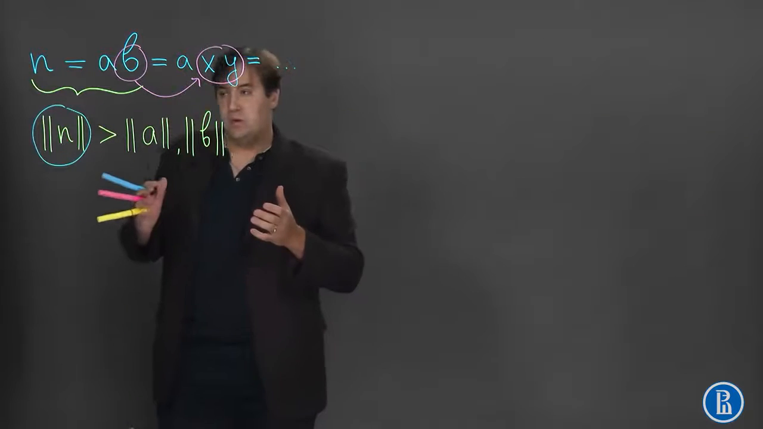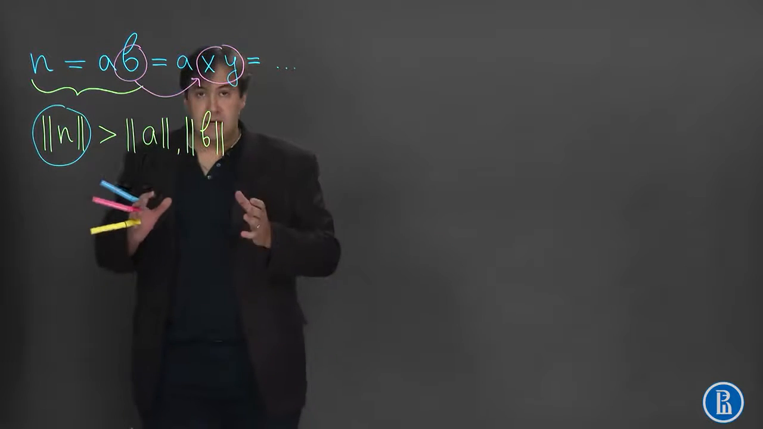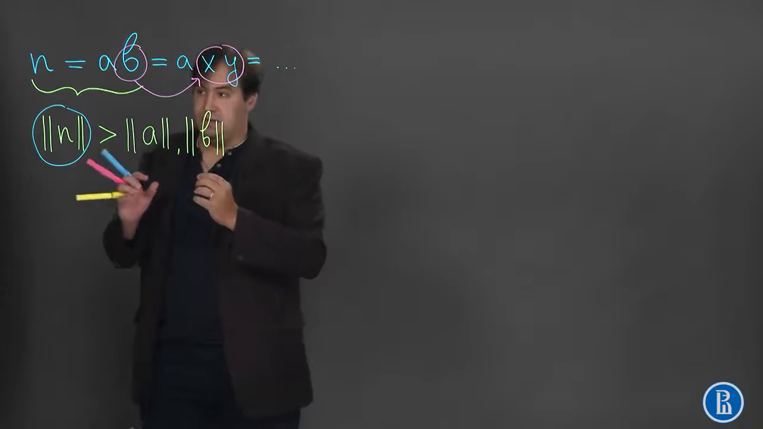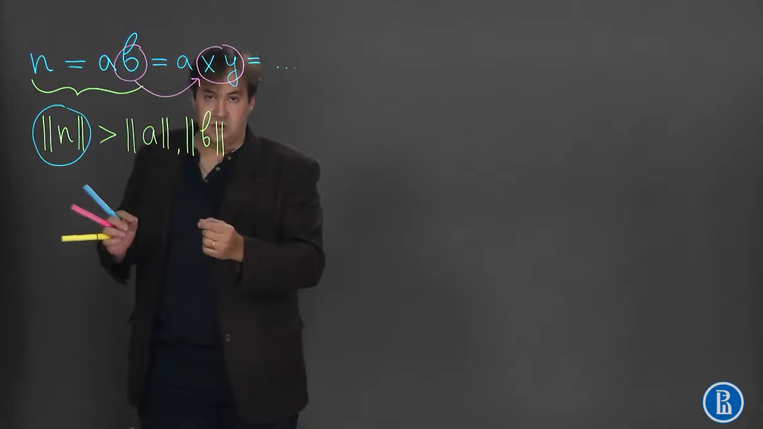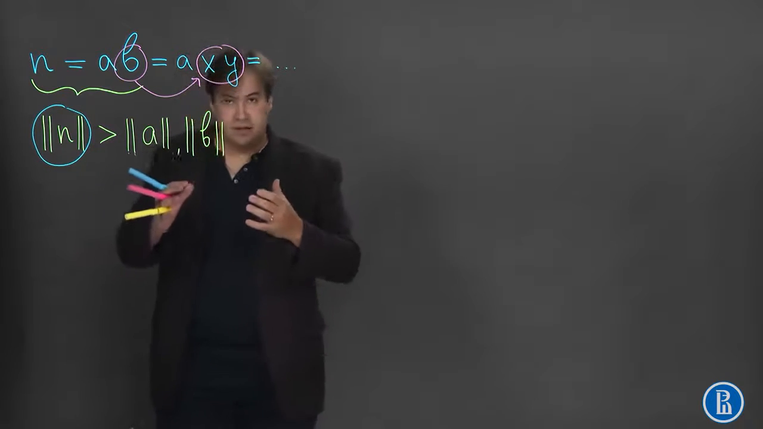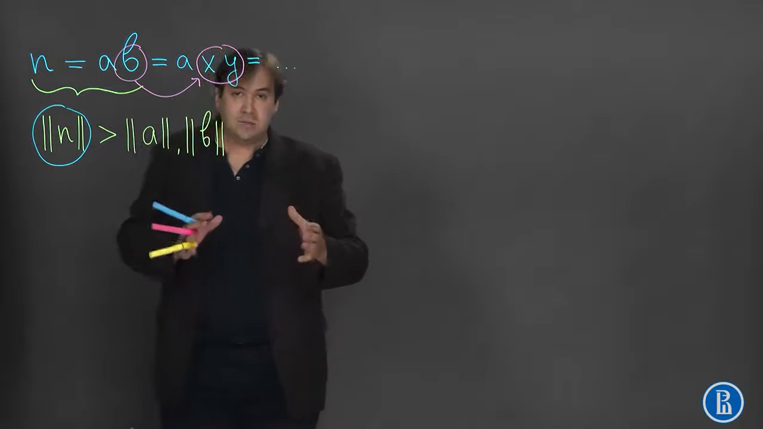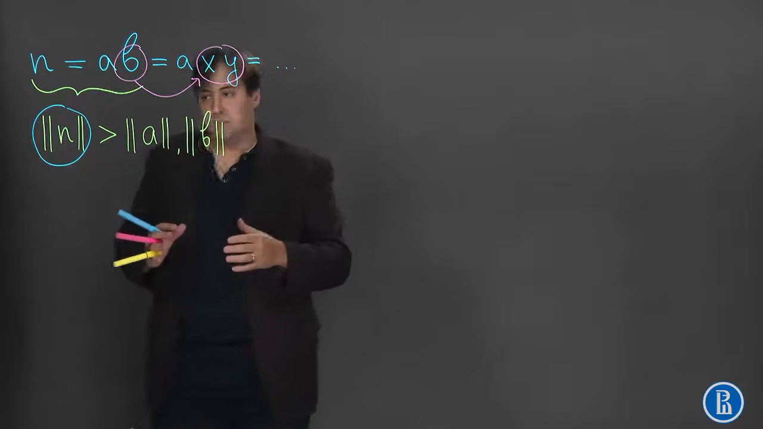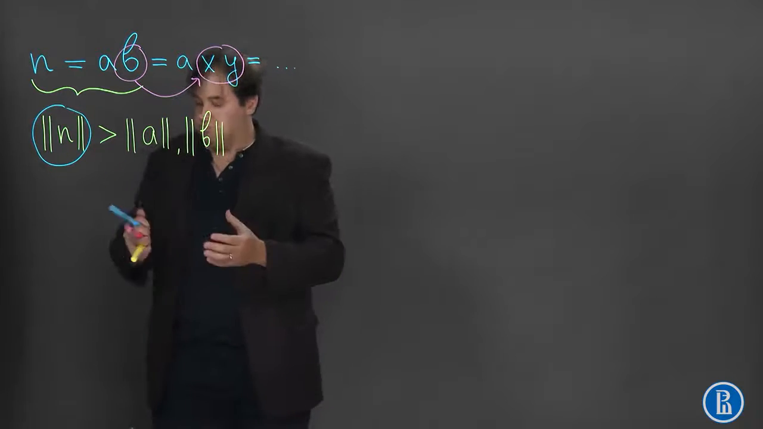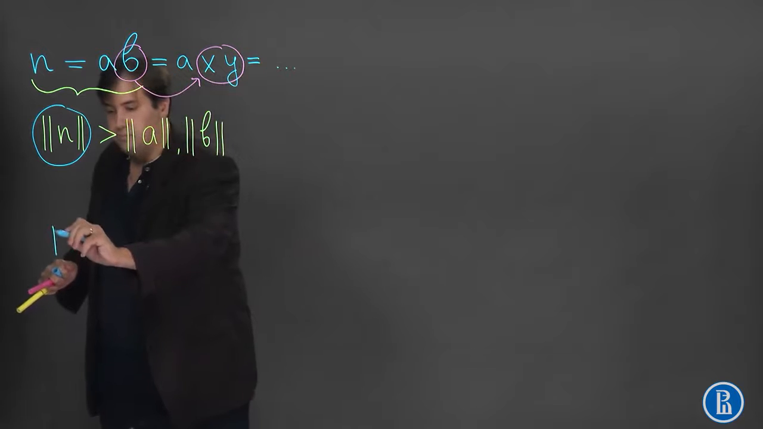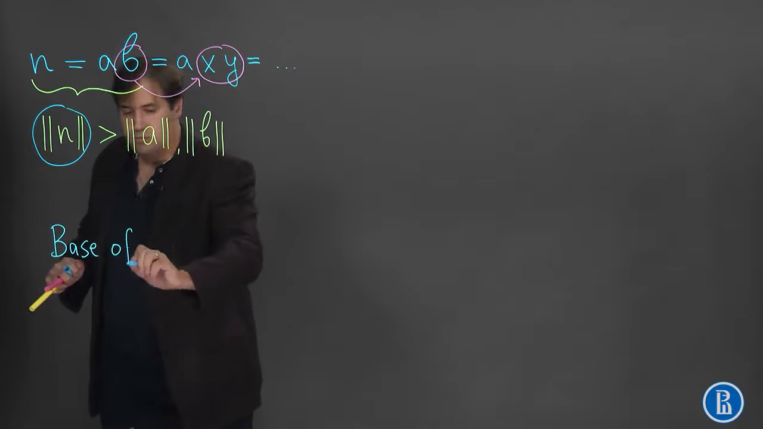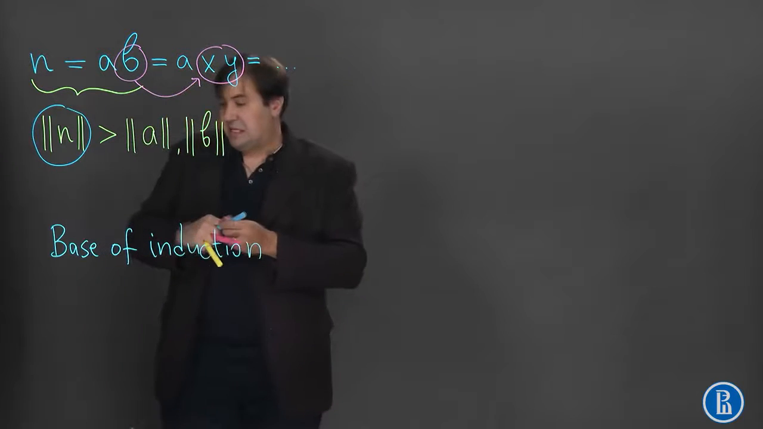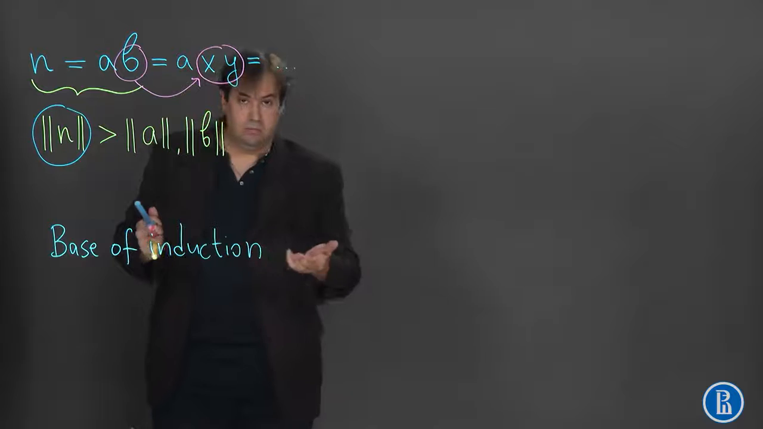As we all know, induction consists of two parts. We have the base of induction, where we take some small values of the induction parameter and prove that it holds for the small values. And the second part is where we have this induction hypothesis and use it to prove the general case. So the base of induction might consist of some small value of norm n.